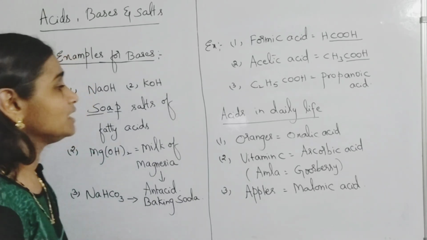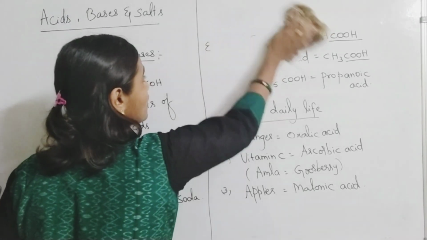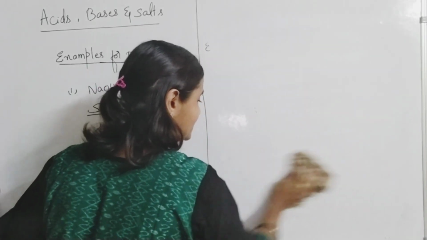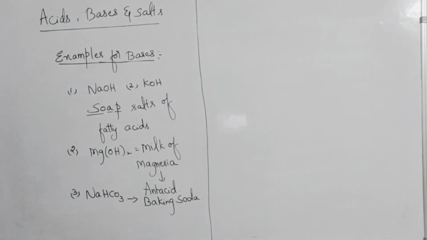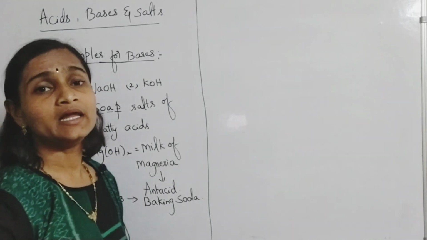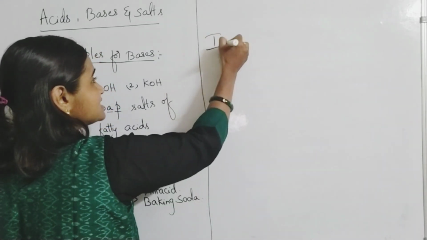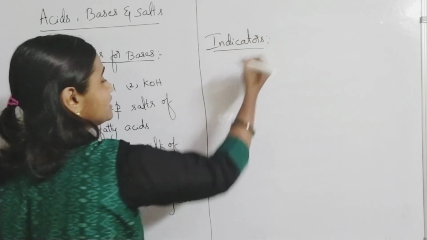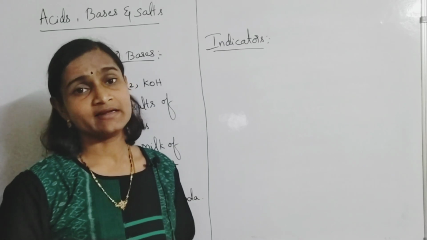Okay, so let us go for the chemical properties that are being exhibited by acids and bases. But actually, before we go into the chemical properties, we have to learn about indicator substances. First let us learn about indicators and then we go for the chemical properties of acids and bases. So let us learn what are indicators.